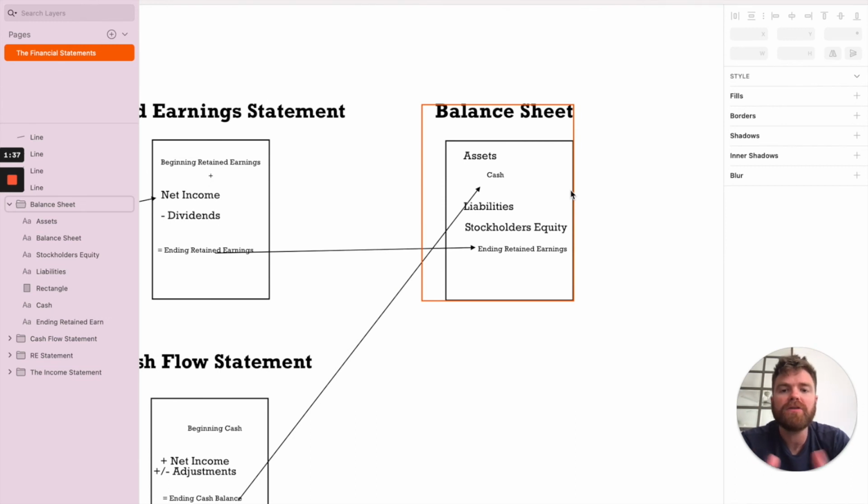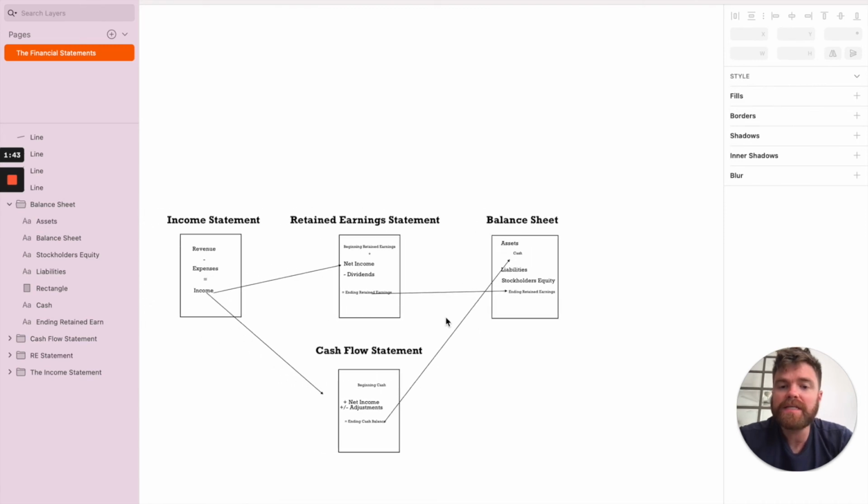And if you remember, the balance sheet is assets equals liabilities plus equity. That's the formula. So that right there really is the main flow of the primary financial statements. Now there are other statements involved in the accounting cycle, but these are the main statements that you really need to know and how they flow together.